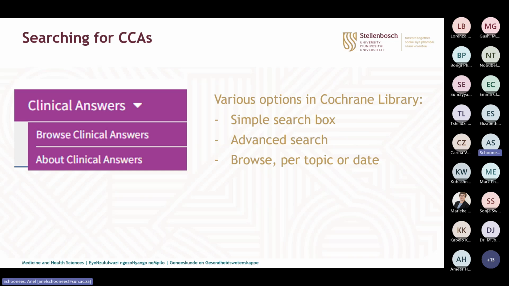So there are various ways to search in the Cochrane Library. There's a simple search box, which I'll just demonstrate for you in a minute. There's an advanced search function, which we usually use when we conduct in-depth and comprehensive searches for systematic reviews or scoping reviews. And then you can also browse per topic or date, which I found often is very useful and people's maybe first choice.